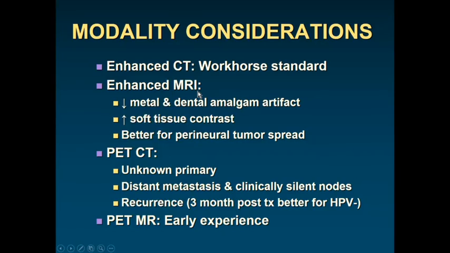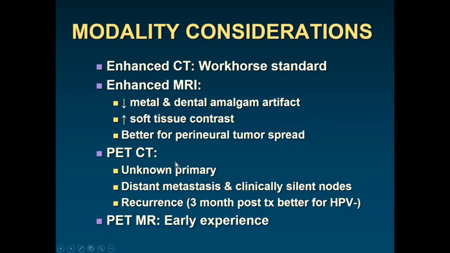Enhanced MR is really great for the oropharynx because it has less metal and dental amalgam artifact, so it can be really useful. It also has superior soft tissue contrast, and it's ideal for perineural tumor spread evaluation. However, a lot of patients can't always get MR, and as a general rule, the otolaryngologists are also more familiar with CT, and it's just easier for most patients.